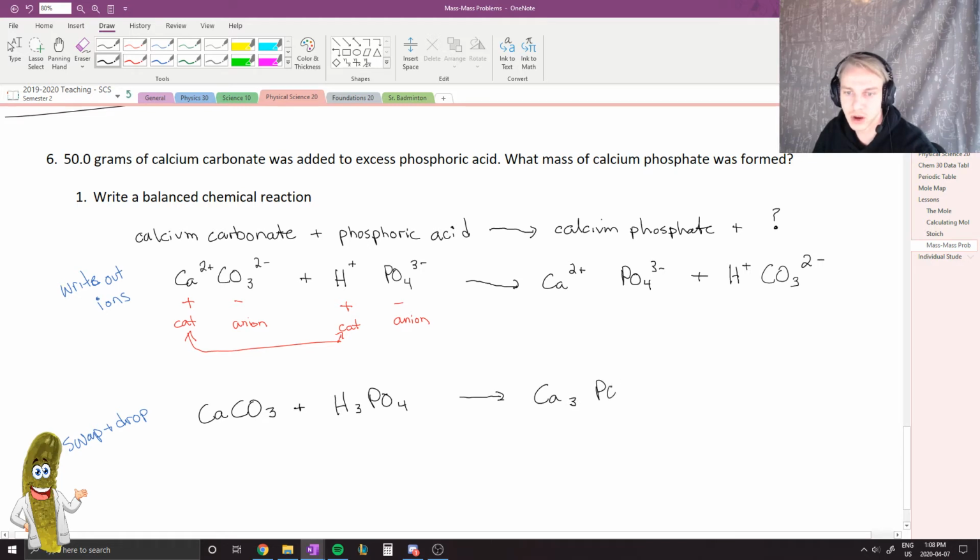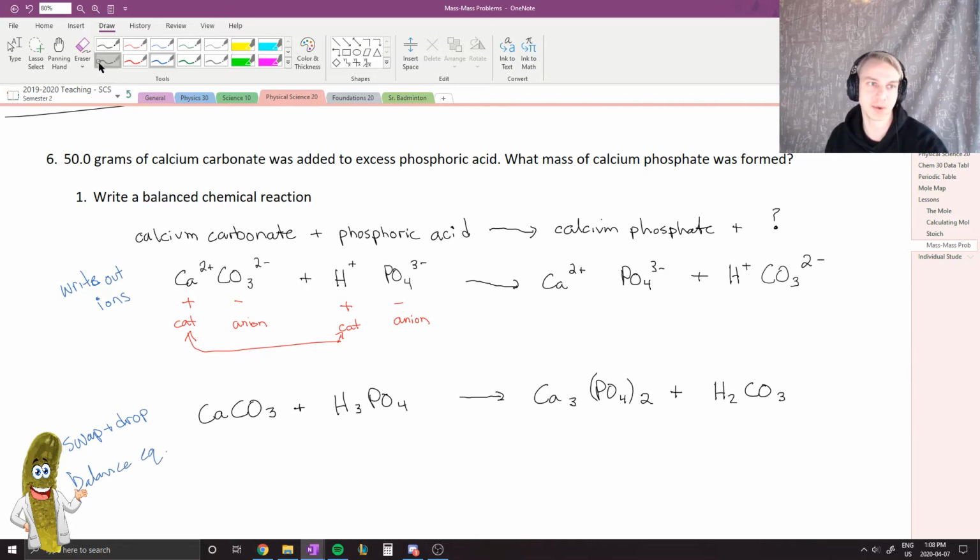Now the 2 also needs to then apply to all of the PO4, so that's why I put the brackets around it. That 2 needs to apply to both the phosphate and the oxygen. And then the last step we have here, we have a plus 2, or a minus 2, excuse me, and a plus 1. We'll end up with H2CO3. So that was my swap and drop, and then the next thing that I want to do is balance the actual chemical equation.